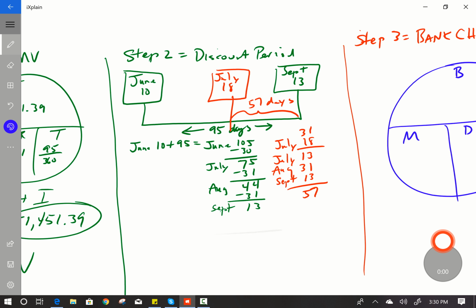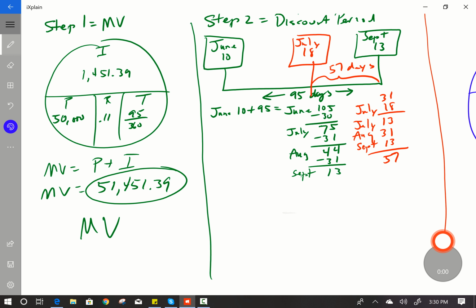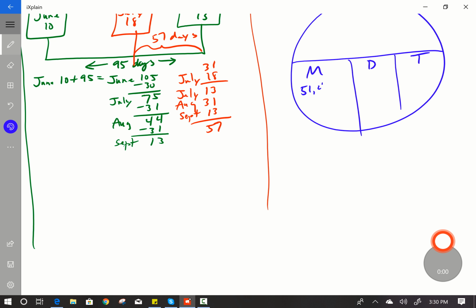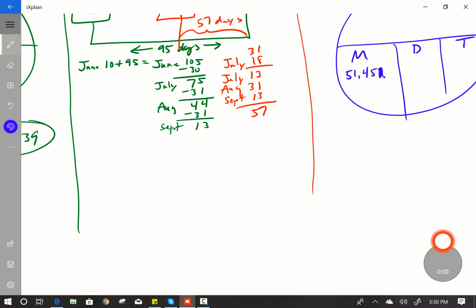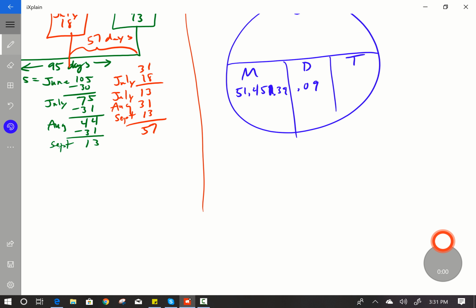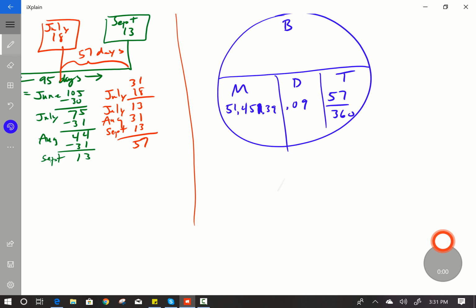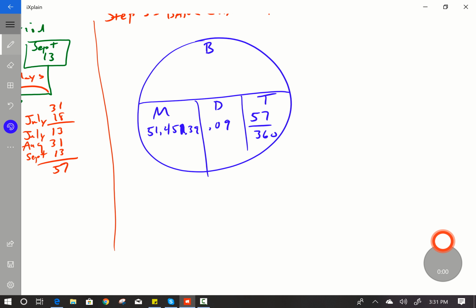So I want to go back to the first step, and my maturity value is $51,451.39. And the bank discount rate is 9%, which is 0.09 after you move the decimal point 2 places left. And then the bank discount period is 57 days over 360. And then after we calculate this one, $51,451.39 times 0.09 times 57 divided by 360. That's going to give us a bank amount of $733.18.